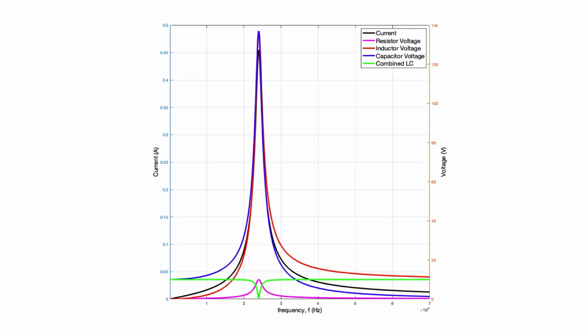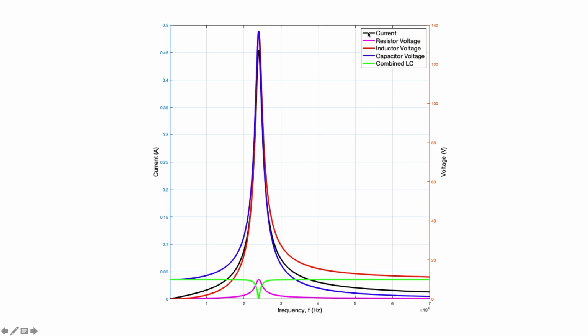Let's take a closer look at what is happening to the current and to the voltages across each circuit element. Note that the current axis is the left y-axis and the voltage axis is the right y-axis. At low frequencies, below the resonant frequency, the capacitor voltage dominates and is equal to V sub S.